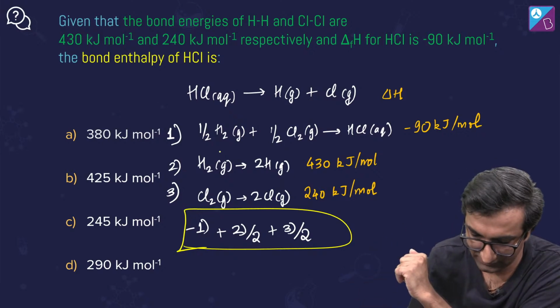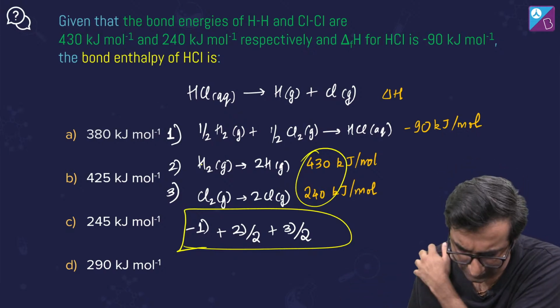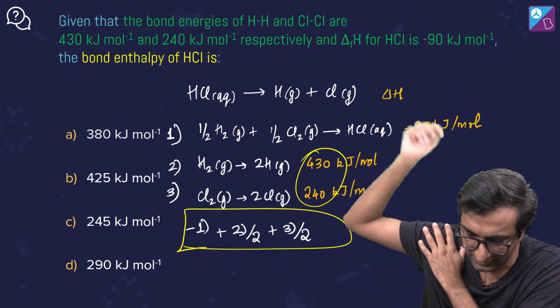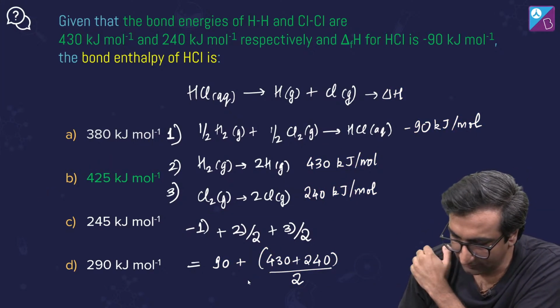90 plus whatever this is by 2. This is what? 670 by 2. 670, 335. 335 plus 90, 425. Right answer. Good job, Ram. Right? All right. Badhiya. Ek aur question.